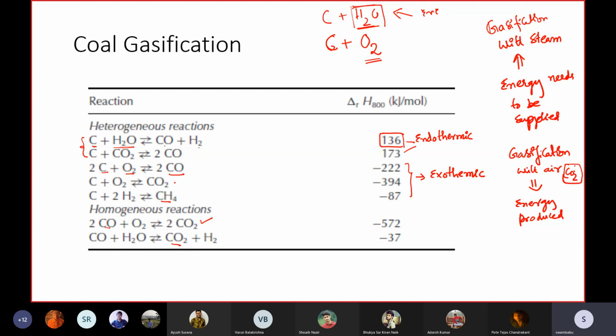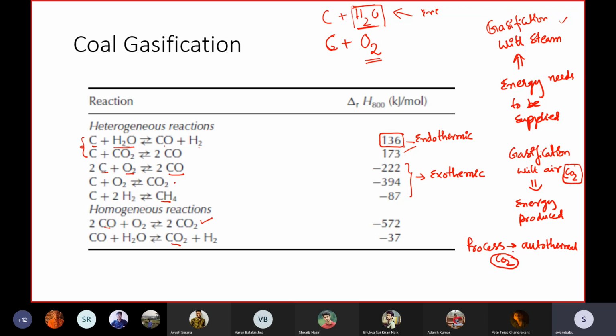So what they do is, here we'll get less CO2 and here we get more CO2. This is energy required and this is energy supplied. But if you want to make a process autothermal, that is we don't need to provide any net energy. If you want to make the gasification process autothermal, that is you don't need to supply energy, but at the same time we want to produce less CO2.